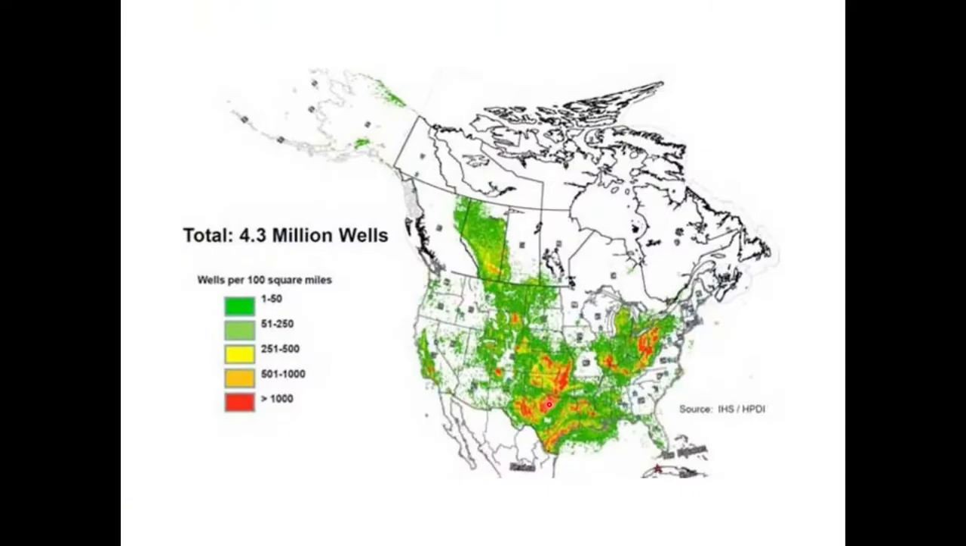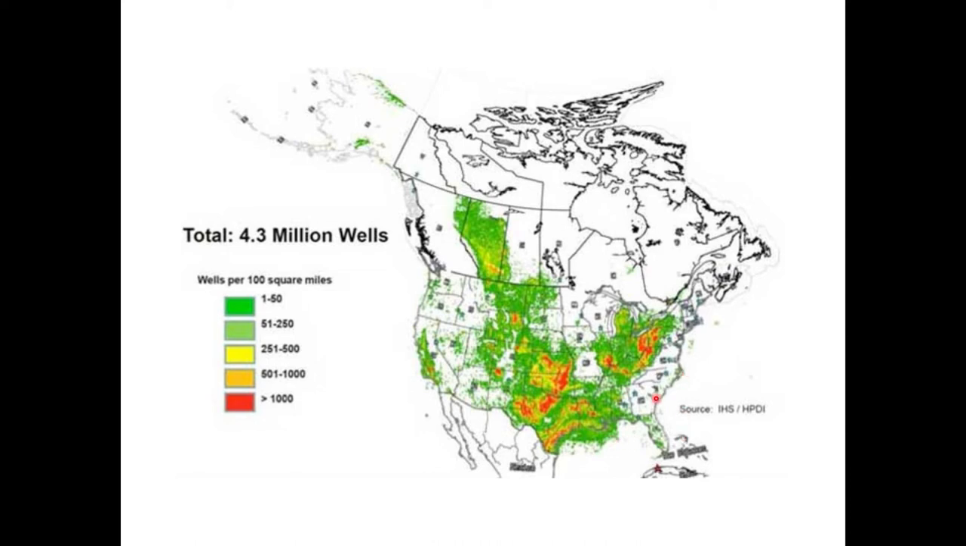Fast forward to today, this is what the modern infrastructure of oil and natural gas wells looks like in the United States and Canada. These are the number of wells per 100 square miles. In total, there are more than 4 million wells, and per 100 square miles, you can see the areas in red that have more than 1,000 wells per 100 square miles. And the only thing I really want you visually to take away is there are oil and natural gas wells essentially throughout almost the entire country.